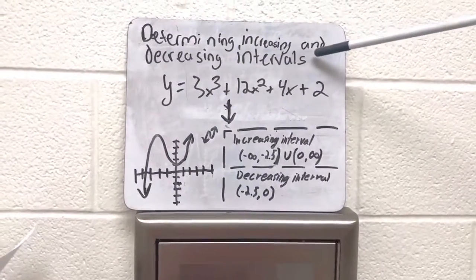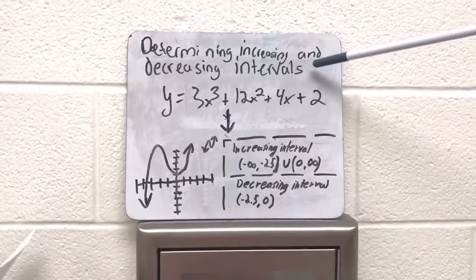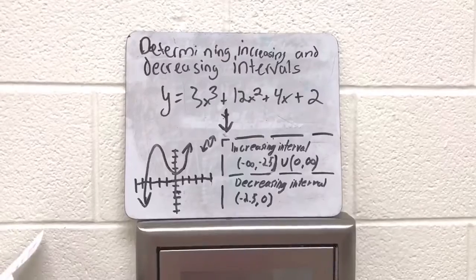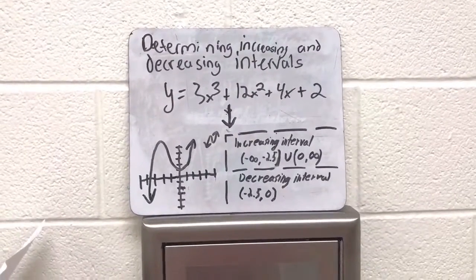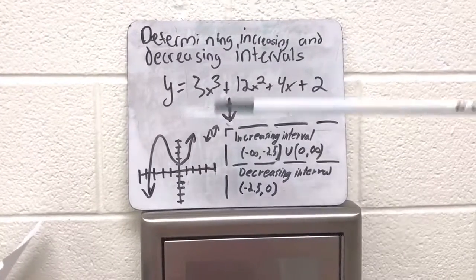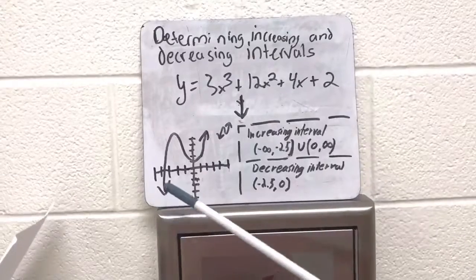Now we are going to talk about increasing and decreasing intervals. This is a pretty easy concept. Increasing intervals are the x values in which the graph is going up, and the decreasing intervals are the x values in which the graph is going down.